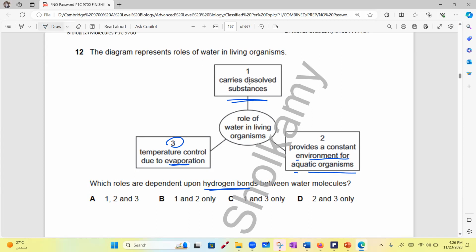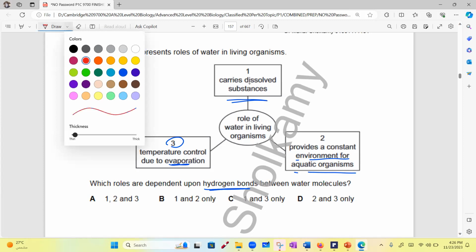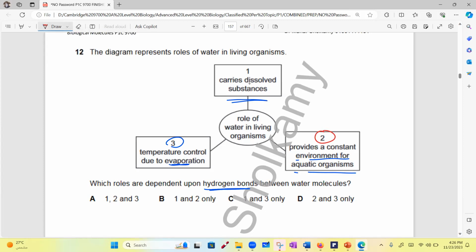Number 2 and number 3. Yes, you are correct, 2 and 3. Now, can you explain why? The first function, that water carries dissolved substances, depends on the presence of hydrogen bonds in water or another feature. Another feature. What is it?